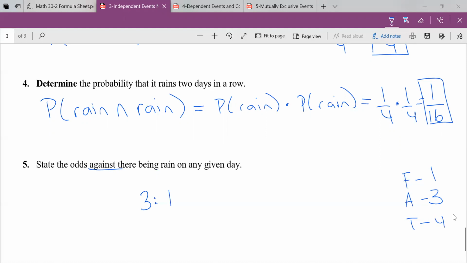And again, odds against, 3 to 1, or in favor, 1 to 3. And it doesn't hurt to write that down again. Okay, there it is, my friends. Independent events. Not so bad, hey?